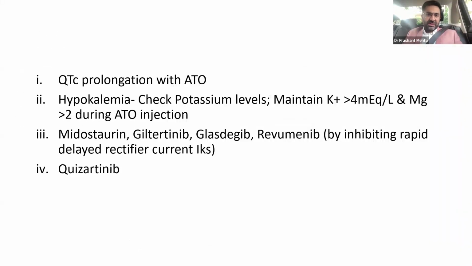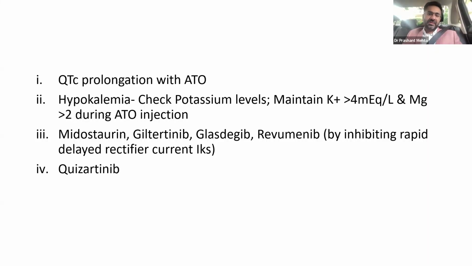So the causative agent here in this particular indication is ATO, arsenic, causing QTC prolongation. What should you check? Potassium and magnesium. Both should be kept in range so that this problem doesn't happen and can be avoided and the toxicity is reduced. The other drugs which can cause the same problem, you were right.